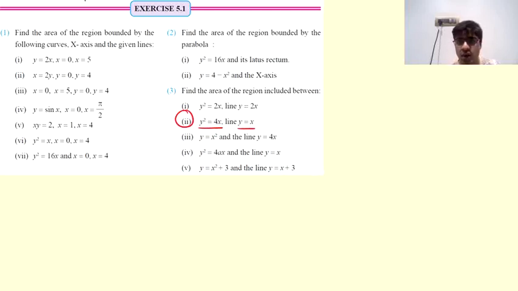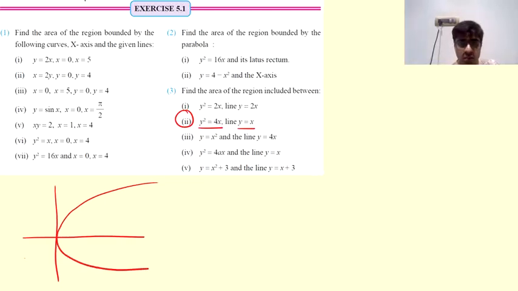Y square equal to 4x and y equal to x. Y square equal to 4x, it's again a parabola, and y equal to x will be a straight line through the origin with a positive slope. That's y square equal to 4x. That's the line y equal to x. The required area is the area between the two of them, which is this.